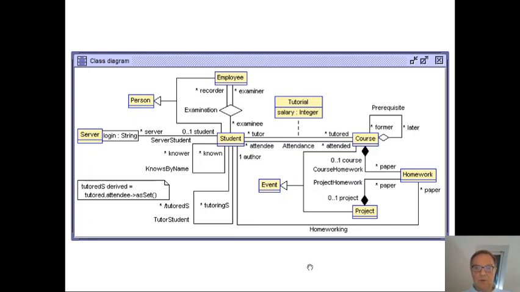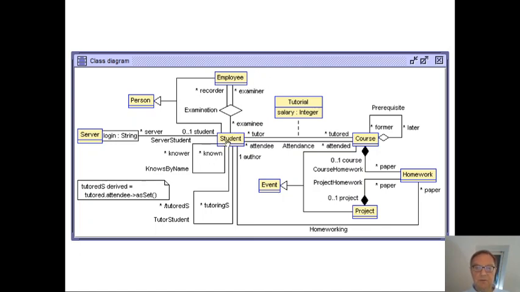The next two forms of associations that we are going to look at are a ternary association and the aggregation. The ternary association is called examination, and in an examination, typically an oral examination, typically three people take part.